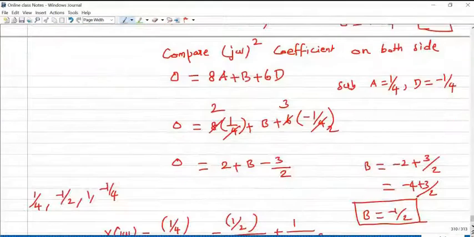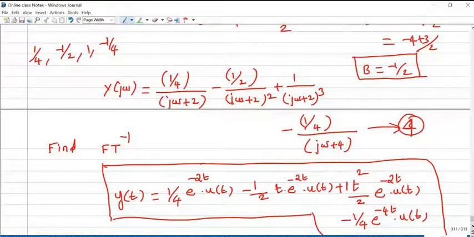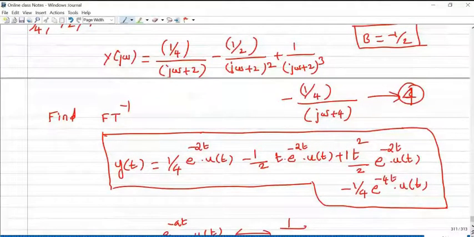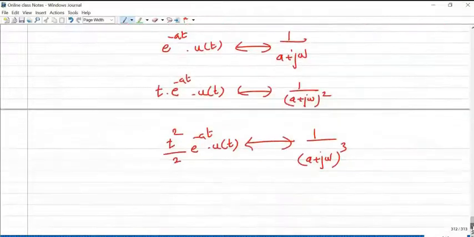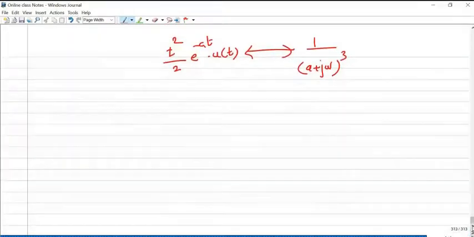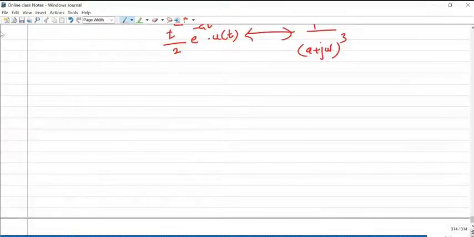This problem is a little bit bigger. So only the partial fraction method will take some time. Remaining, the concept is simple only. To find your coefficients will take some time because you are getting order 3.